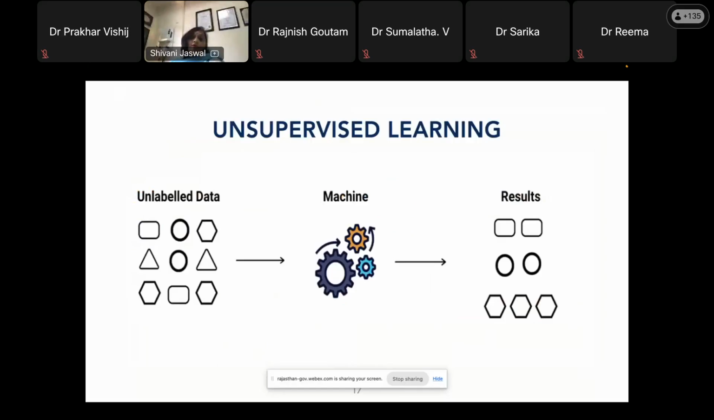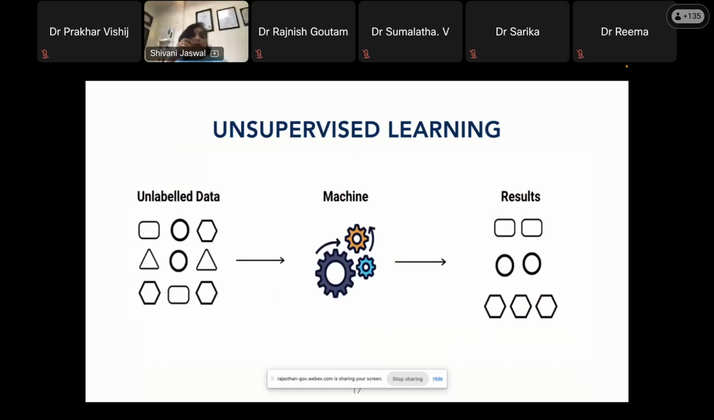The other type of machine learning approach is unsupervised learning. Here, these models make predictions by being given data that does not contain any correct answers. So you give unlabeled data to the machine. There are no right or wrong answers that we are giving to the machine. And this model will identify its own meaningful patterns from the data that you have given, and then it will categorize the results based on the patterns.